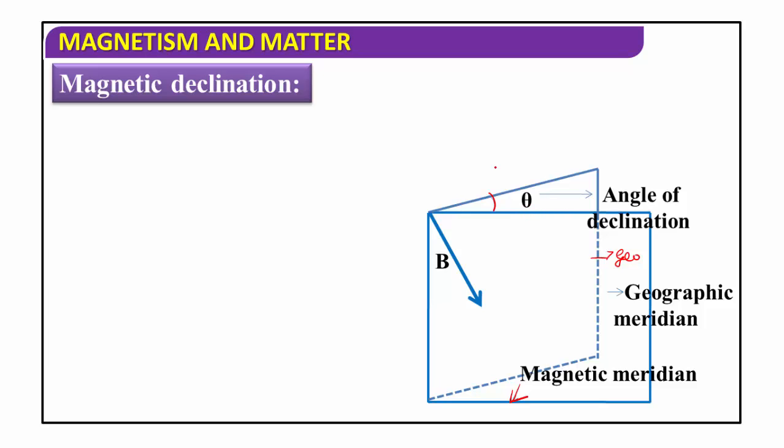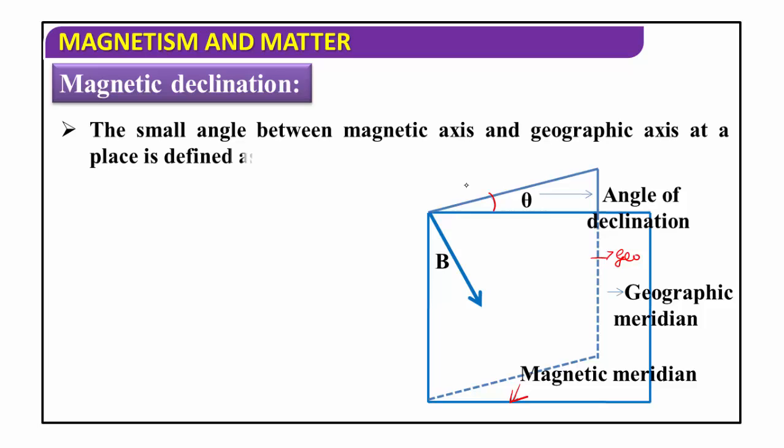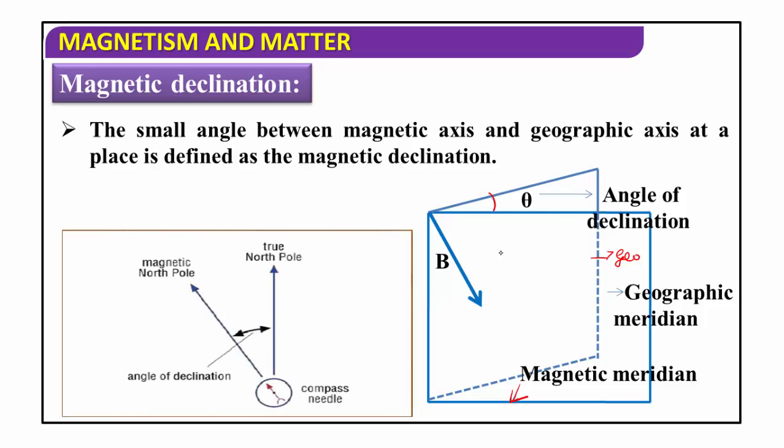It is mathematically denoted by the symbol theta. It is an imaginary concept. The small angle between the magnetic axis and geographic axis at a place is defined as the magnetic declination. It is the first important parameter. This is the true north pole and this is the magnetic north pole, and this is the compass needle.